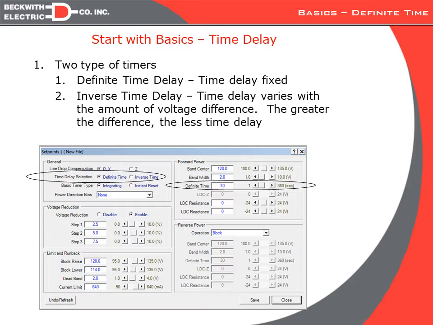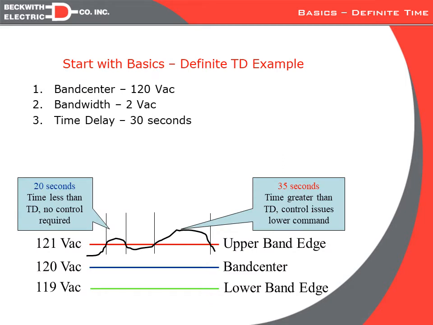Now, notice that it says definite time delay here, and we have another setting over here called time delay selection, and our two choices are definite and inverse. Definite time delay is the historical approach to the time delay, and what that basically says is if I select 30 seconds, I have to be out of band for 30 continuous seconds before I start trying to correct the voltage. With the inverse time delay, it acts a little differently.